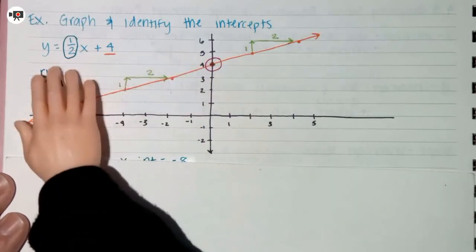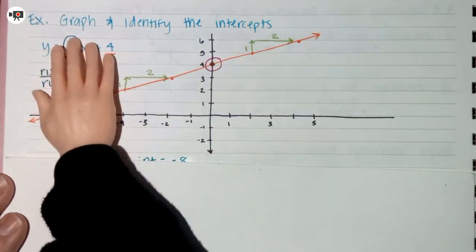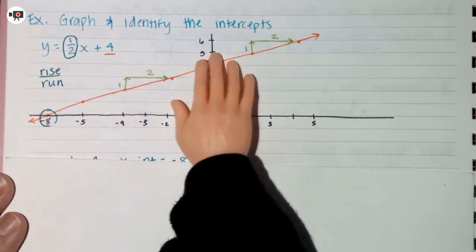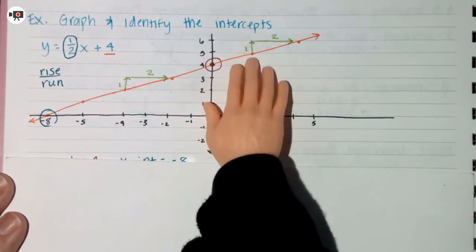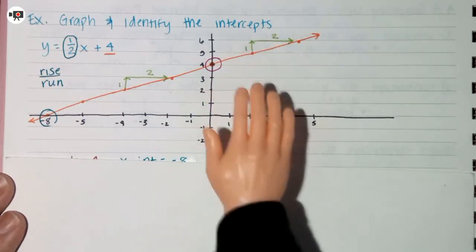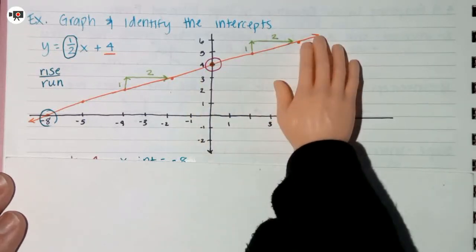Now my slope is rise over run. So that's rise over run, 1 over 2, which means I go up 1 and across 2 to get to my next point. I go up 1 over 2. So that will give me this right side of my graph.